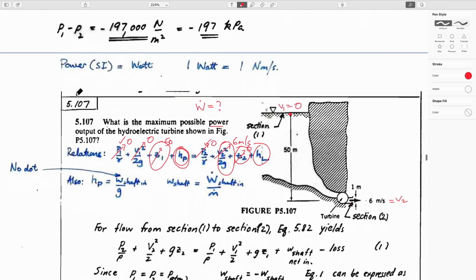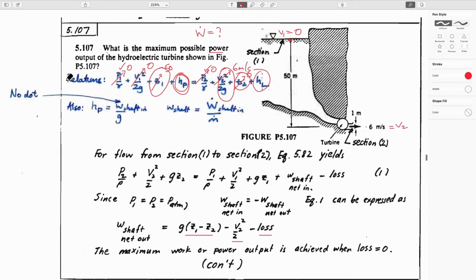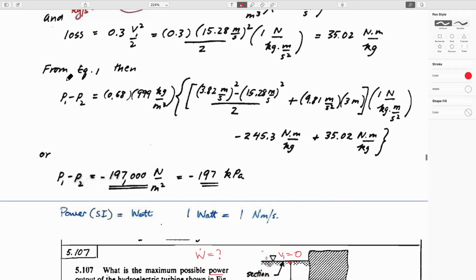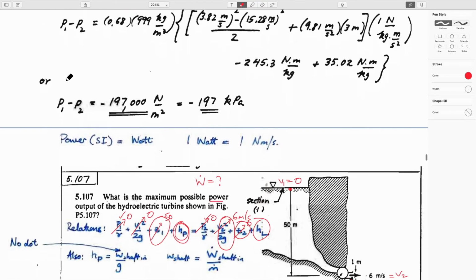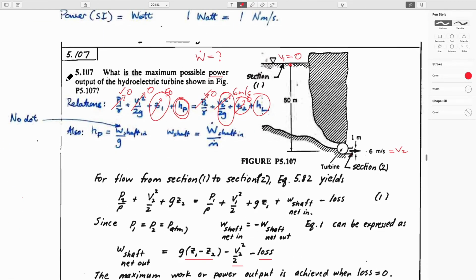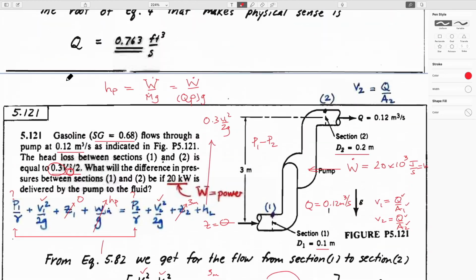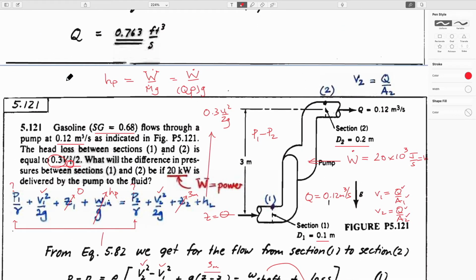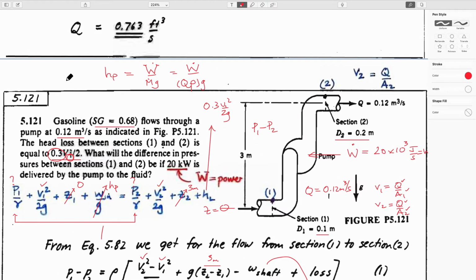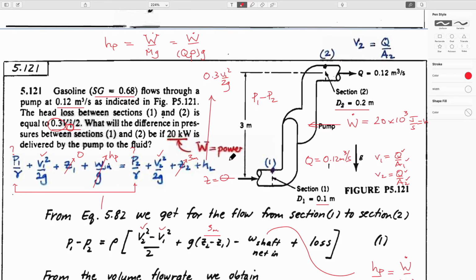Yes? Could you explain the head loss again with the different diameter pipes? Is it one of these questions? This one? Yeah, so how would we, what would happen if it was in terms of... Yeah. So all I'm saying is that this head loss is defined in terms of a particular diameter.